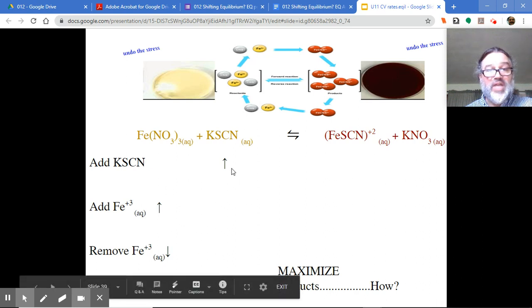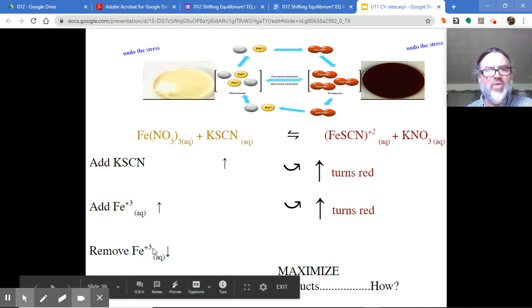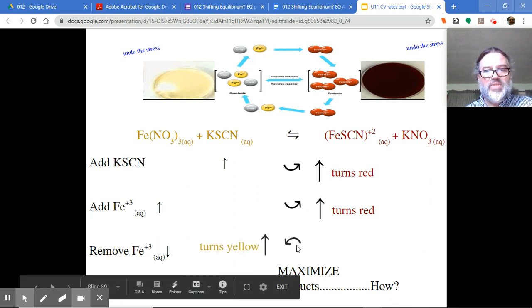And notice these are all just concentration moves. If this goes up, you want to undo that stress. So if this goes up, it would want to shift this way and we would see it turn red. If we added more iron plus 3 ion, and this went up, again, to undo the stress, it wants to use it up and it would turn more red. If we had a chemical way of removing iron, something that we could add that would remove iron, well, what we would see there is the shift and we would see it turn yellow.